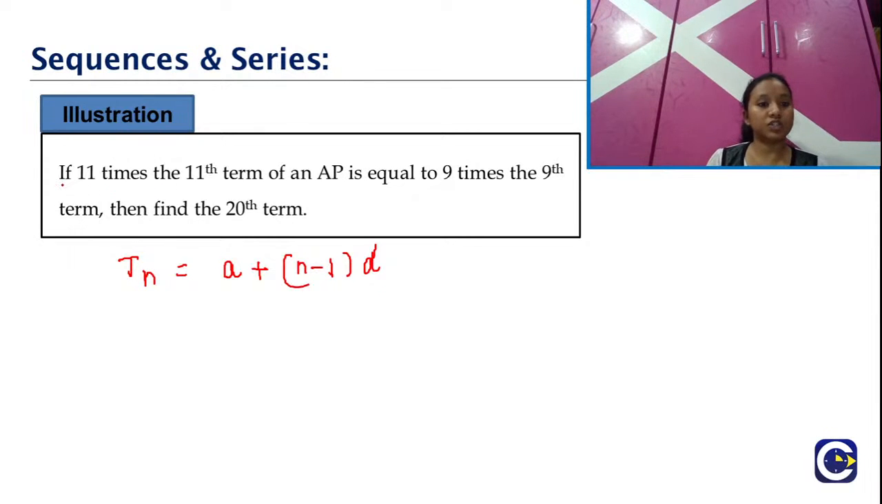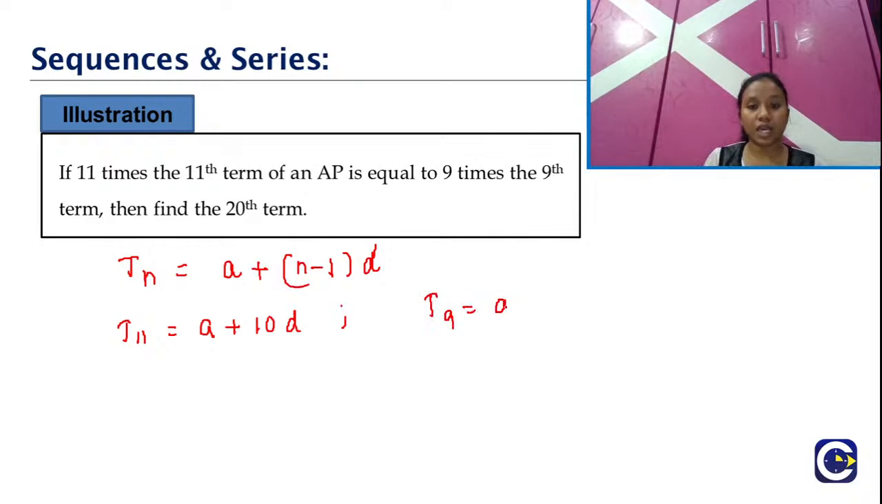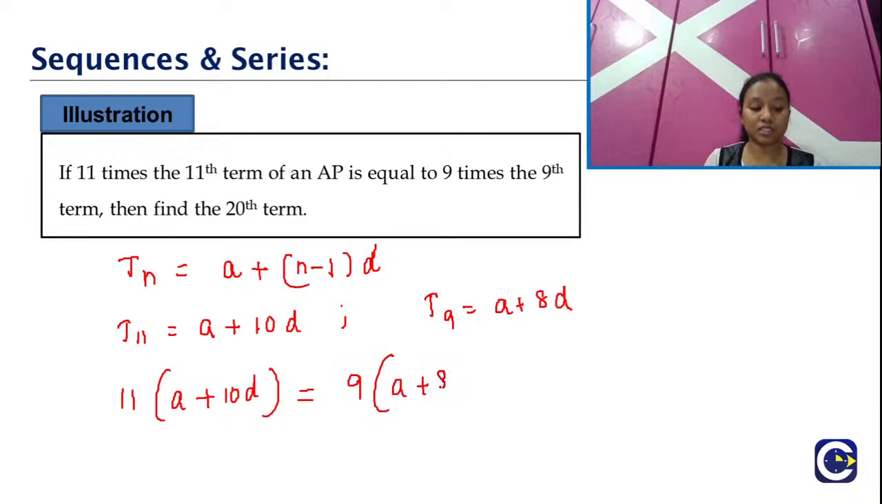So let's read the question. If 11 times the 11th term of an AP is equal to 9 times the 9th term. First let's write the 11th term. T11 will be equal to a plus (11 minus 1), that is 10d. Similarly, what about the 9th term? T9 will be equal to a plus 8d. The condition they have given is 11 times the 11th term, that means 11 times (a plus 10d) is equal to 9 times the 9th term, that is (a plus 8d).